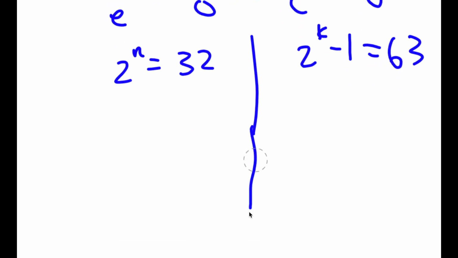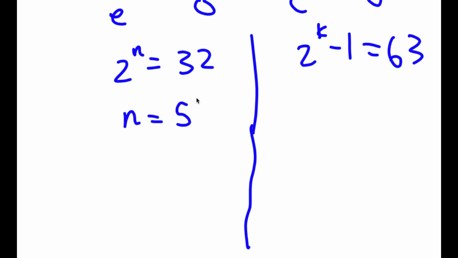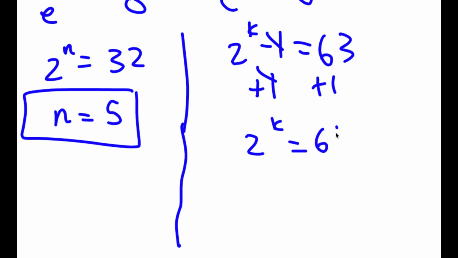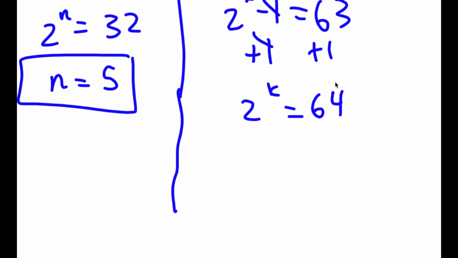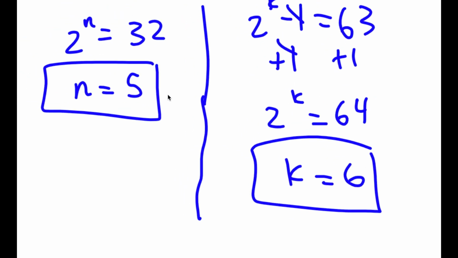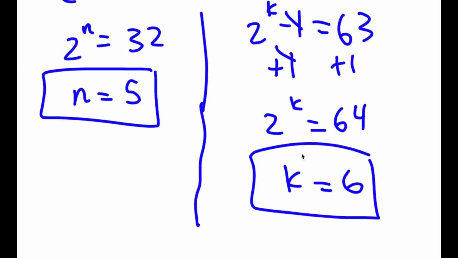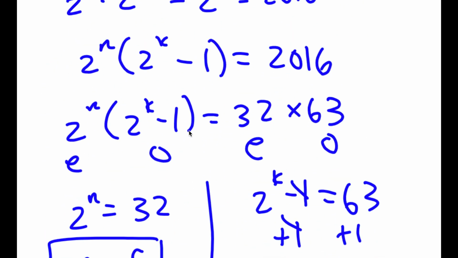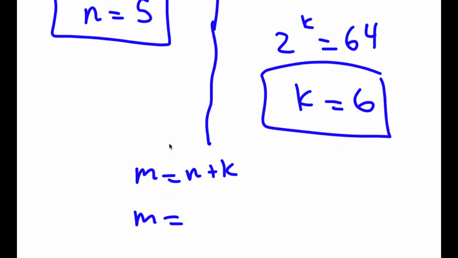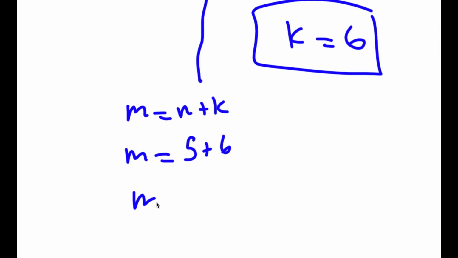So these are my two equations. First off, 2 to the power of n equals 32. We know that n is equal to 5 because 2 to the power of 5 is equal to 32. And 2 to the power of k minus 1 equals 63. I'm going to first start by adding 1 on both sides. So now I have 2 to the power of k is equal to 64. So 2 to the power of what number equals 64? 6, meaning k equals 6. So I have my value for n and k, so all we have left to do is find the value of m. And remember, m is equal to n plus k. So n is 5, k is 6, meaning m is 11.